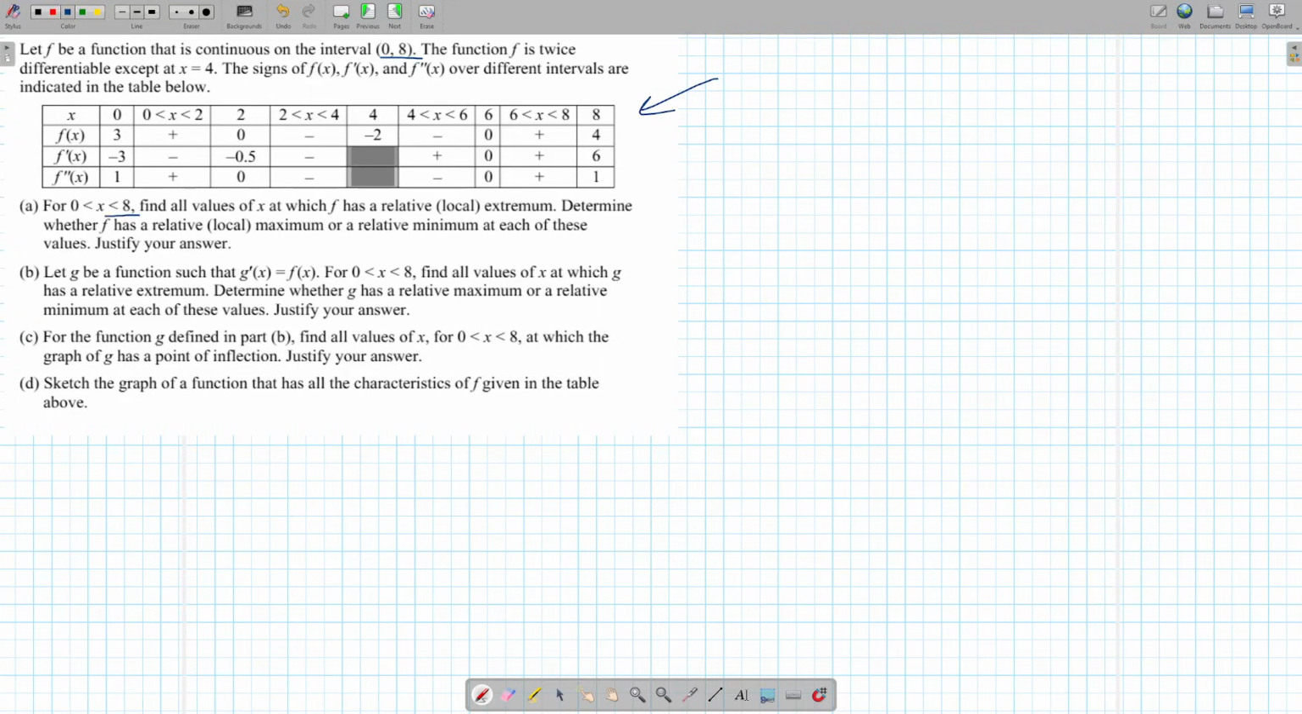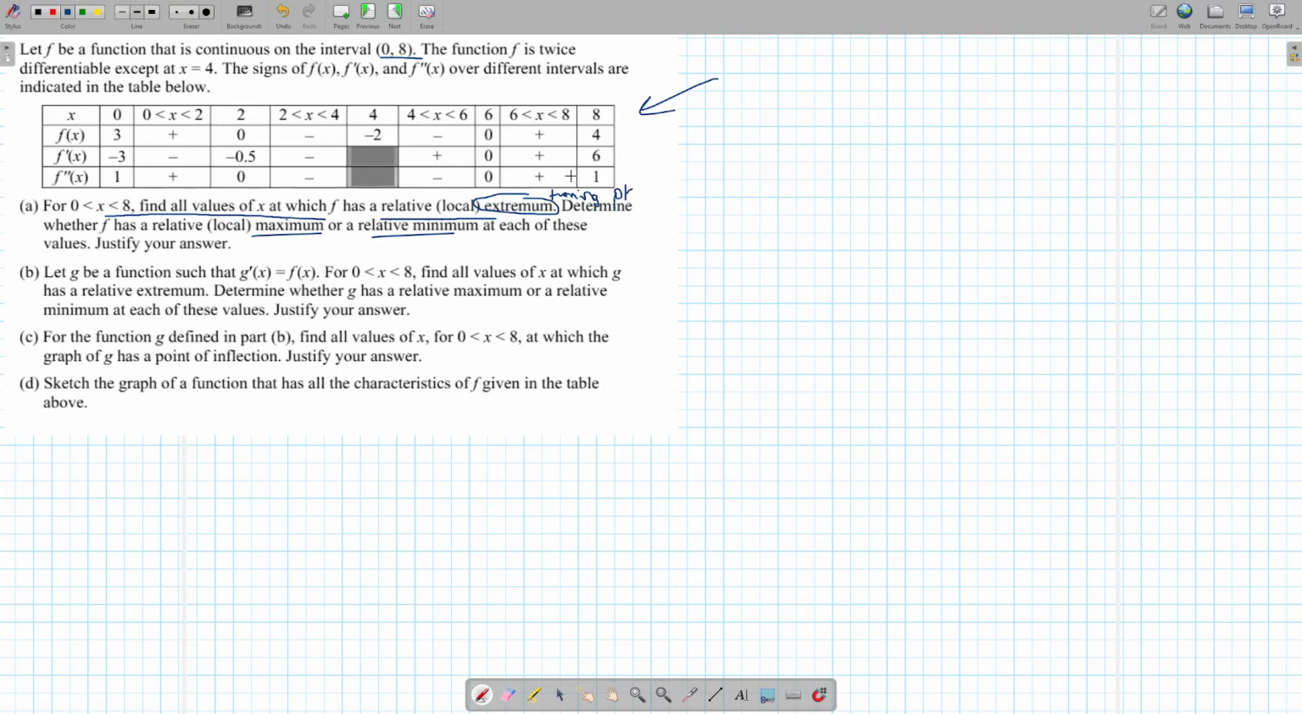So for 0 to 8, find all values that have a relative extremum. What's an extremum? Basically a turning point. Let me continue reading and then I'll say. Then they say determine whether there is a relative maximum or relative minimum at each of these values.